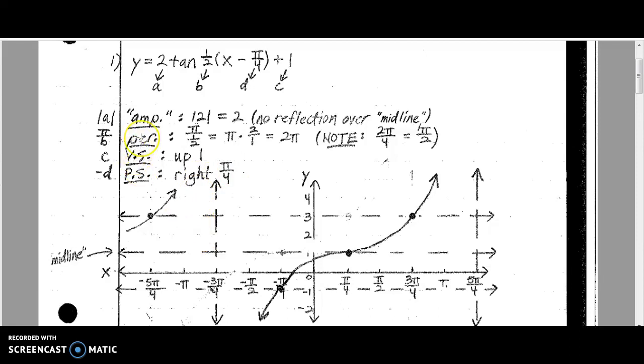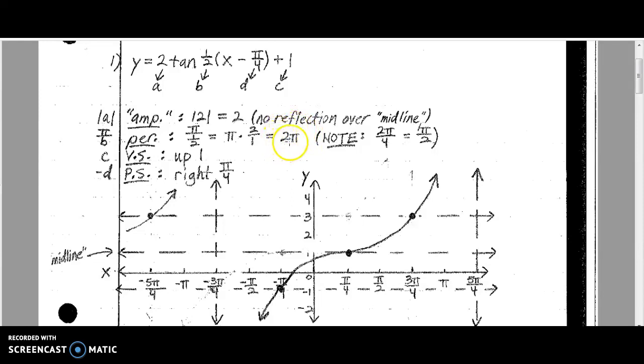My period I calculate a little differently than sine and cosine. So instead of doing 2 pi over b, I just do pi over b because the standard period of a tangent graph is pi. So my b value is 1/2. If I take pi divided by 1/2, that's like multiplying by the reciprocal of the denominator, so pi times 2. So my period of this tangent graph is 2 pi.